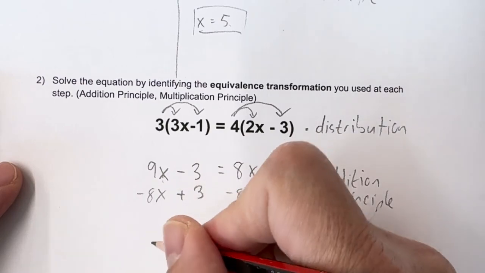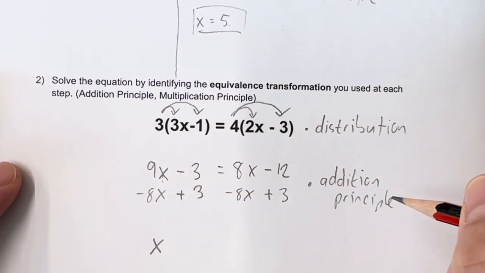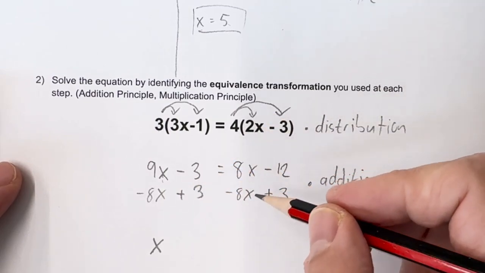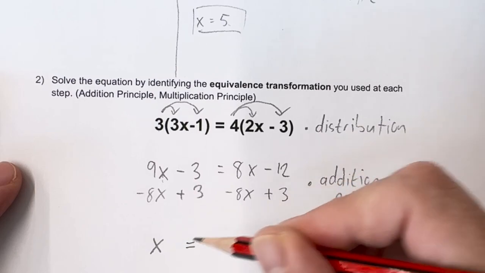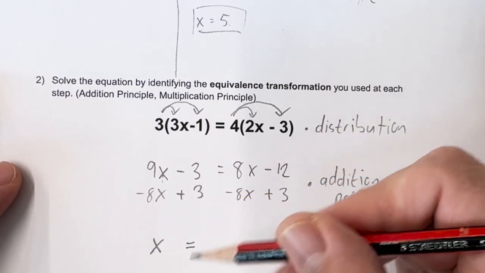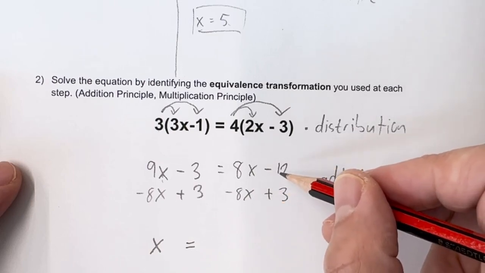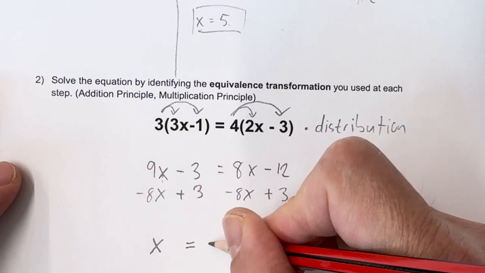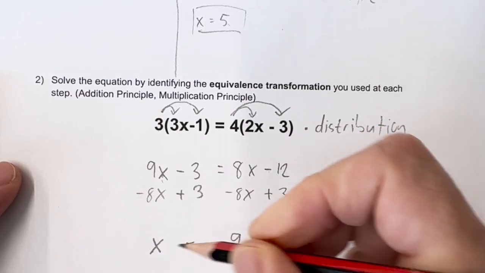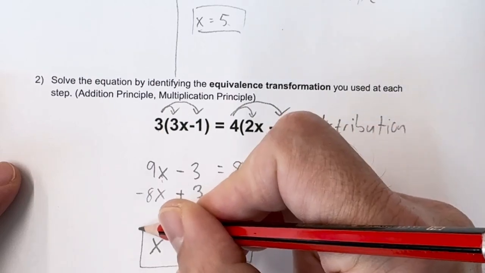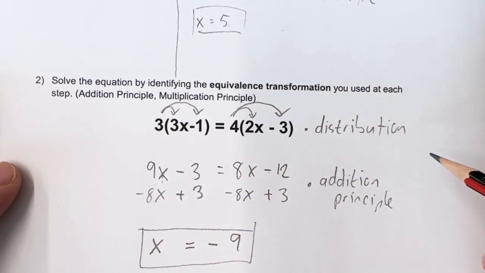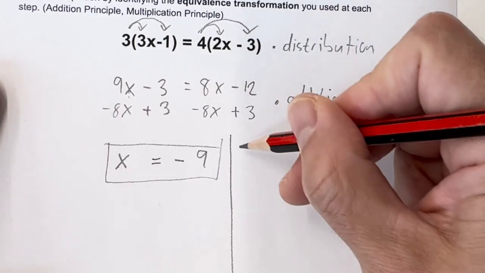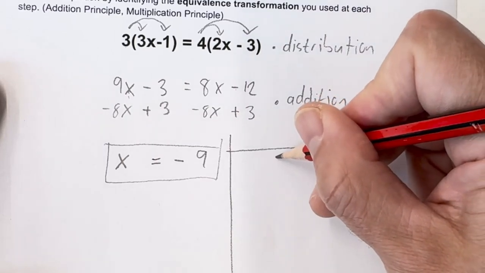9x minus 8x is just 1x. We call that x. These guys go away because negative 3 plus 3 is 0, so that's 0. Equals 8x and negative x, again, 0. And negative 12 plus 3 is just negative 9. And there we go. Distribution, addition principle.